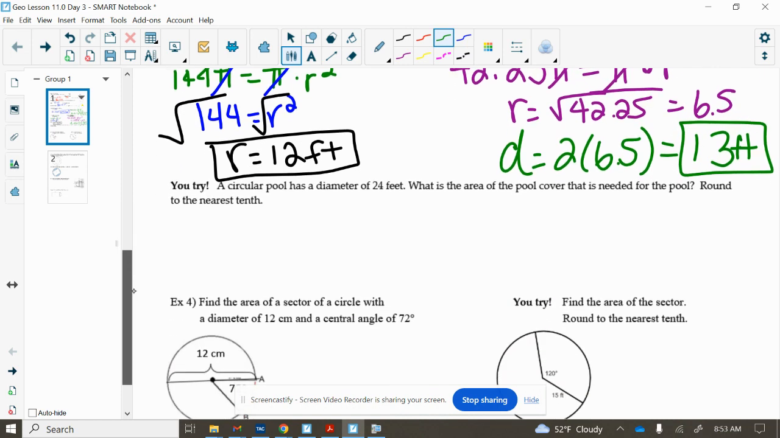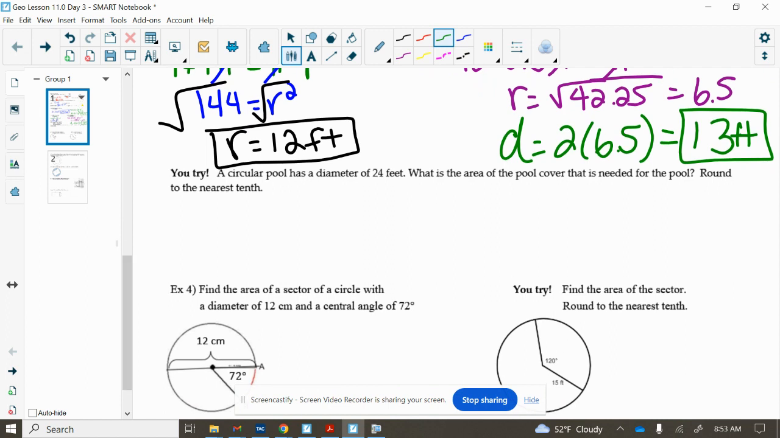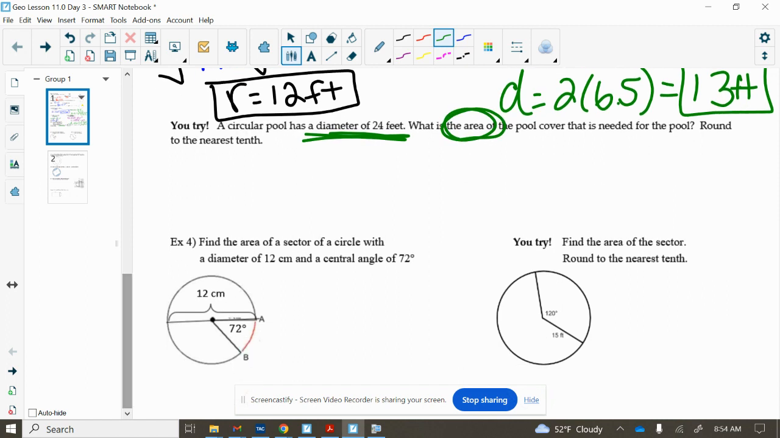All right, there is a try question down here. This time we have a circular pool with a diameter of 24 feet. What is the area of the pool cover to cover it?